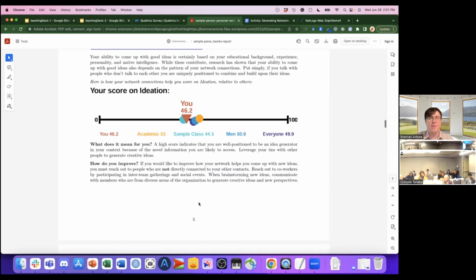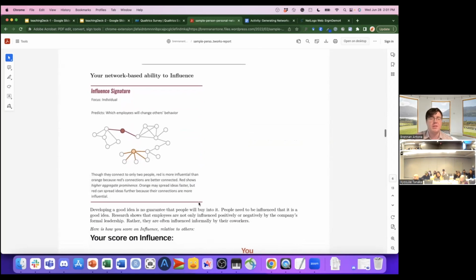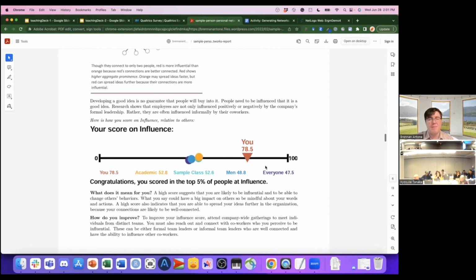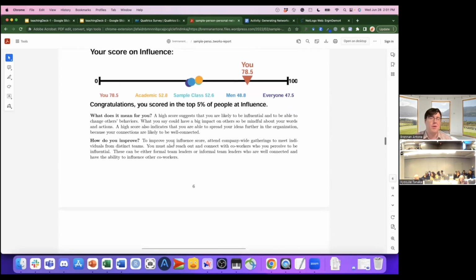So that's sort of the plot, and you're getting feedback on, for every signature, how is the signature defined? How do you score on it relative to others? So noting, for instance, if you're in the top like 5% of people at the signature. And then we talk a little bit more about what having a high or low score means and how you can start to think about different strategies or approaches for improving these scores.